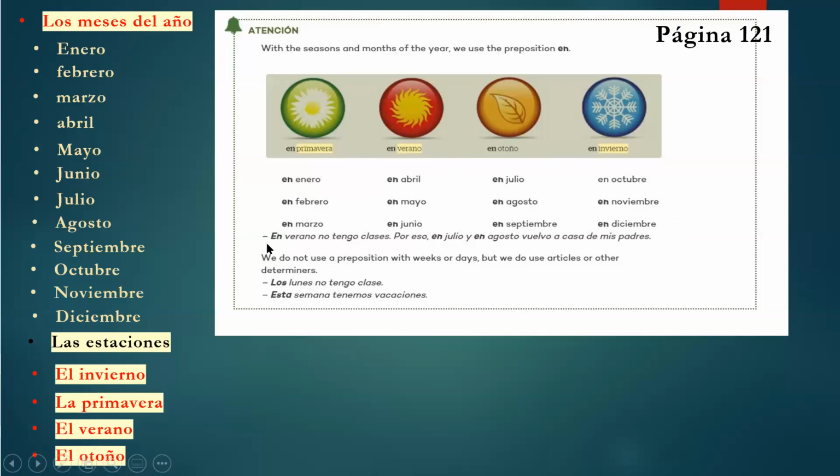So there's a sentence here. En verano no tengo clases. So in summer, I don't have any classes. You know, our university is closed, right, in summer. So en verano no tengo clases. Por eso, that is why en julio y en agosto vuelvo a casa de mis padres. So that is why, por eso, in July and in August, I return a casa de mis padres.